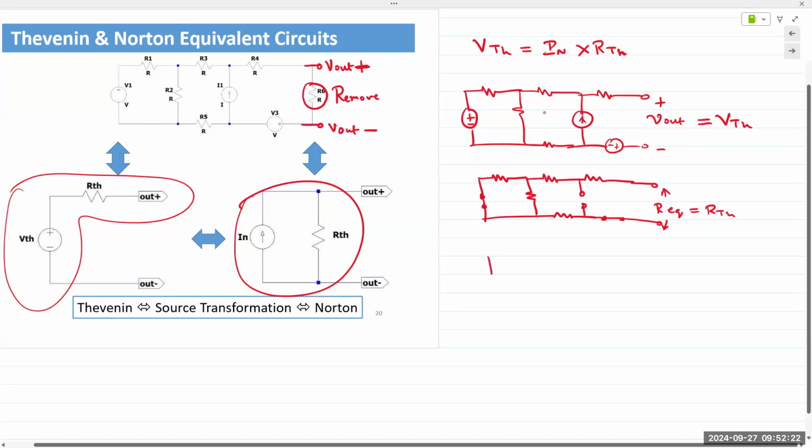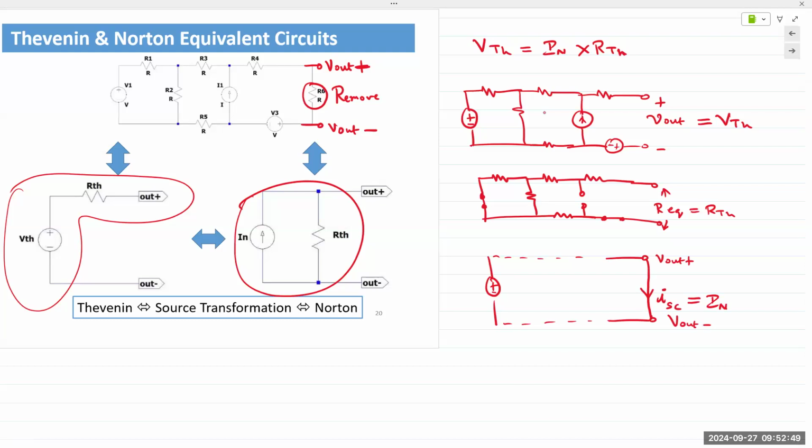And then Norton current. Same thing again. I won't draw the entire circuit, but you have your output terminals. Current needs a pathway to flow. And so we short the output terminals and we calculate the current flowing through there. That gives you your Norton current, IN. Okay. So current needs a pathway, so you have to place a short in between those terminals. And that gives you your Norton current.